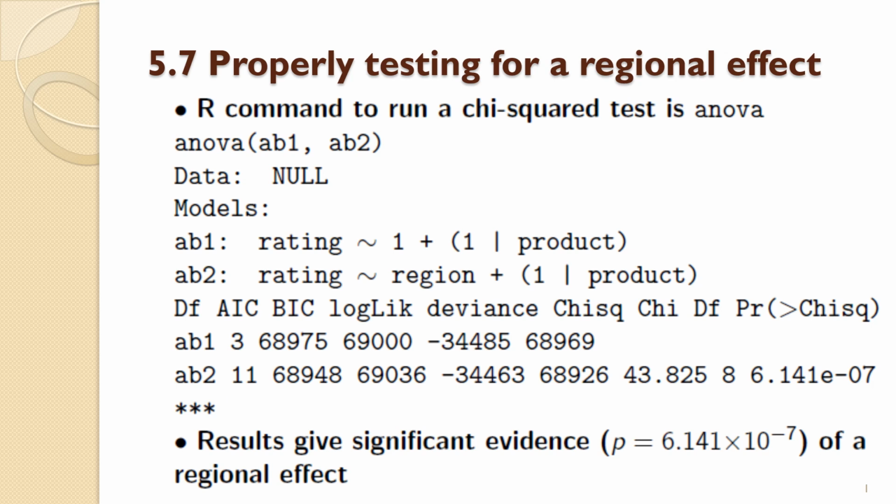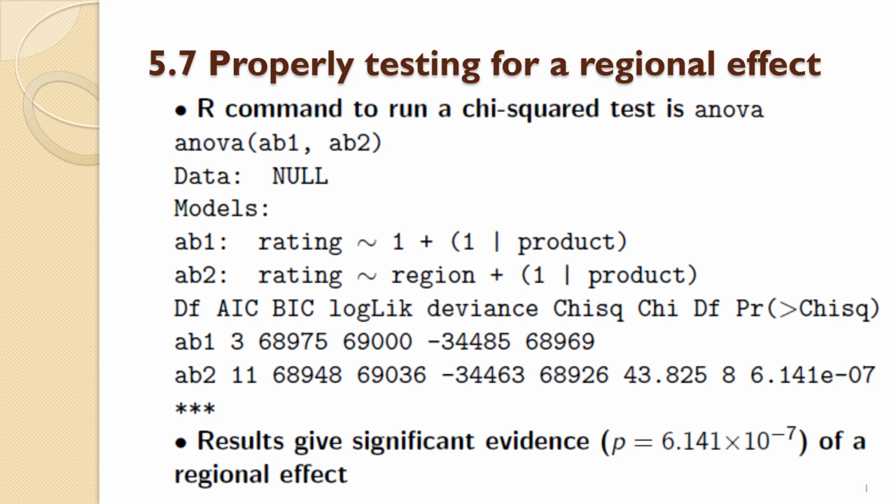So if you're going to properly test for a regional effect, then what you have to do is use a chi-squared test to test between these two different models. The first model, AB1, where the average score is constant, but there is some correlation caused by repeat measurements from the same hotel, and AB2, where there is now a regional fixed effect alongside this correlation caused by repeat measurements from the same hotel.